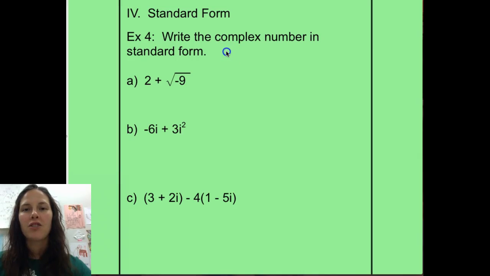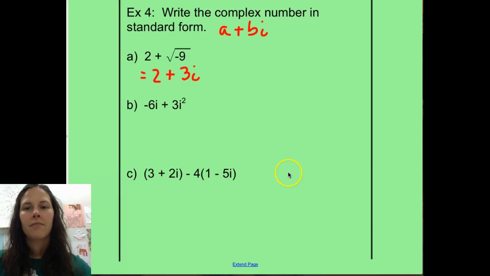Standard form for imaginary numbers is, as we just saw, a plus bi. So the real part goes first, and the imaginary part is second. In this case, we have the real part of 2. We just need to simplify that square root of 9. The square root of 9 is 3, and the square root of negative 1 is i.